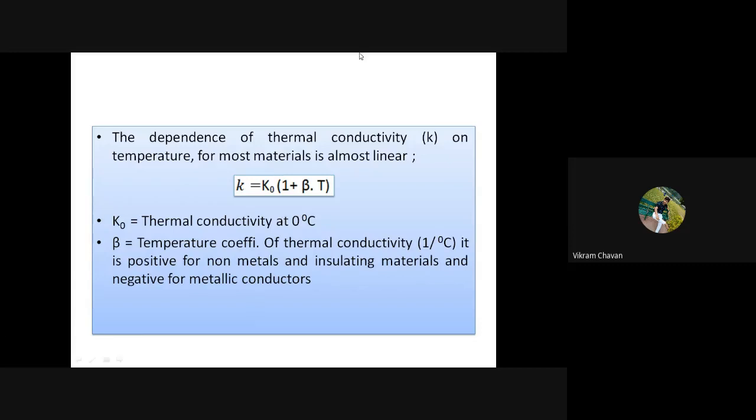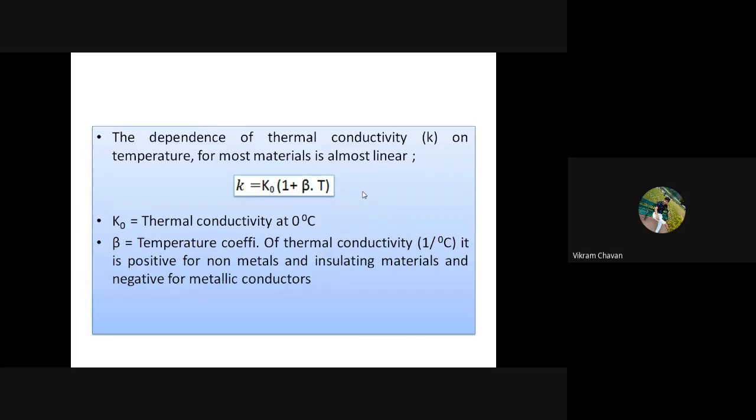Why are we saying linear? Linear means, if you plot the graph of change in temperature with respect to change in thermal conductivity, then that graph will be a straight line graph. So because of that, we call it a linear relationship between thermal conductivity and temperature.